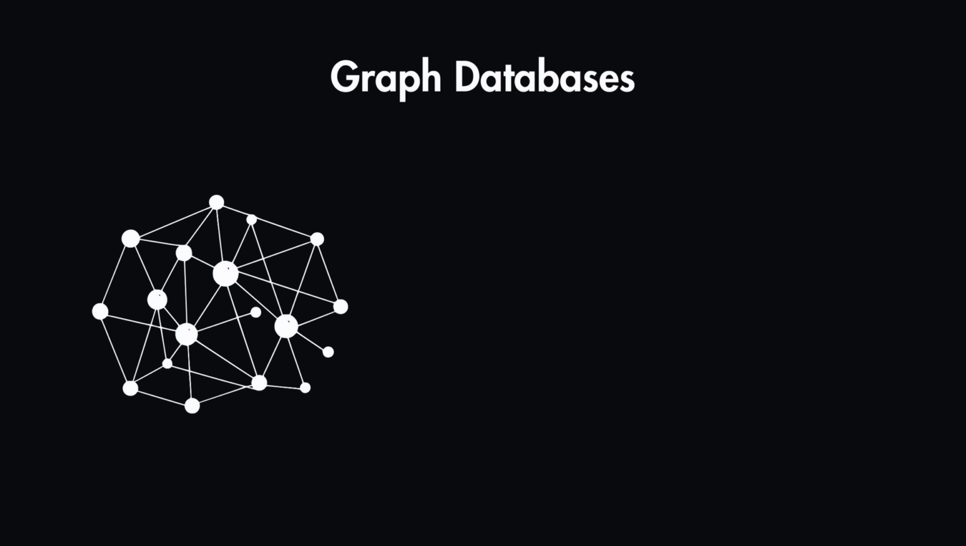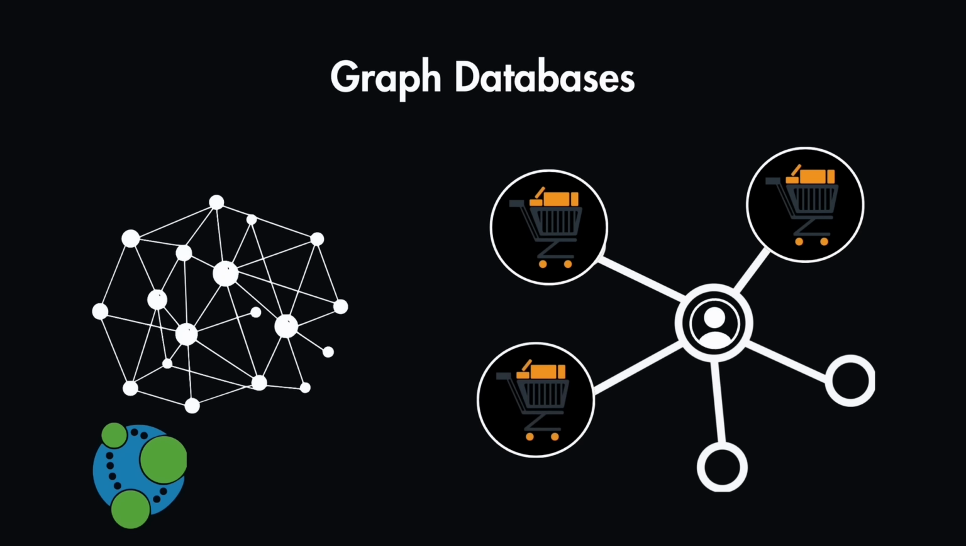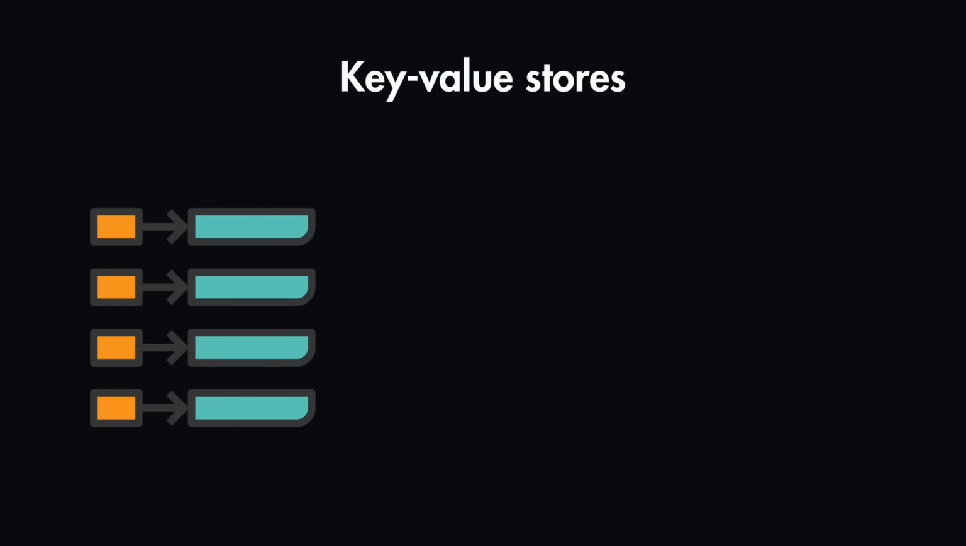The other option is graph databases, which focus on storing the entities and their relationships as graphs. An example of a graph database is Neo4j. For example, in Amazon, they use the Neptune graph database, which helps them to make you product recommendations based on your previous orders. And the other popular type is key value stores.